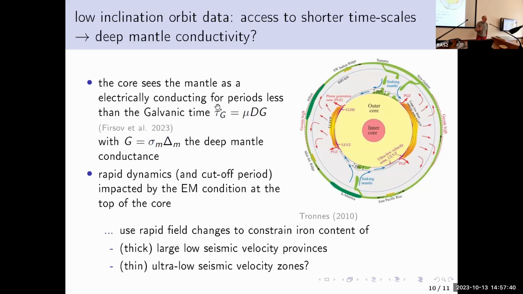But if we are able to go to shorter time scales with low inclination orbit data, like the MSS mission, we might also be able to have a better understanding of the mantle conductivity. I refer here to some work of a PhD student in Grenoble, together with Nicolas Gillet, where we show that the core sees the mantle as an insulator on long periods, whereas it sees it as a conductor if there is some conducting layer on short periods. So going to shorter periods is a way to probe the deep mantle from the core dynamics.